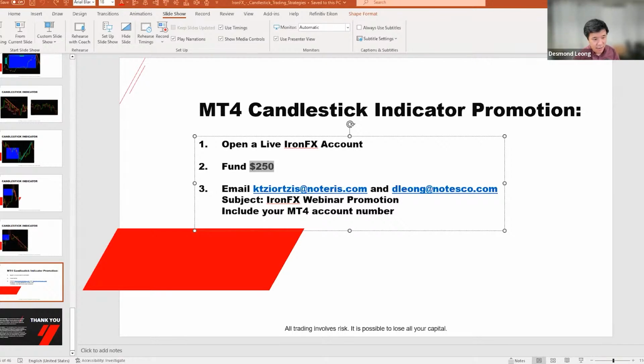Okay, guys. Remember, when you're using candlestick patterns, you're using price action. Exercise proper discretion when you use it. If you know how to use it properly, you can really become a better trader.